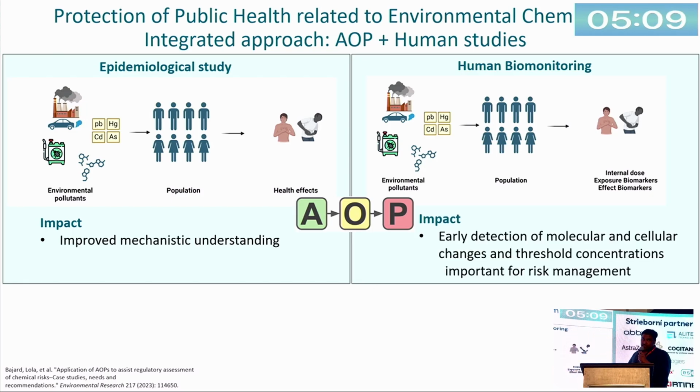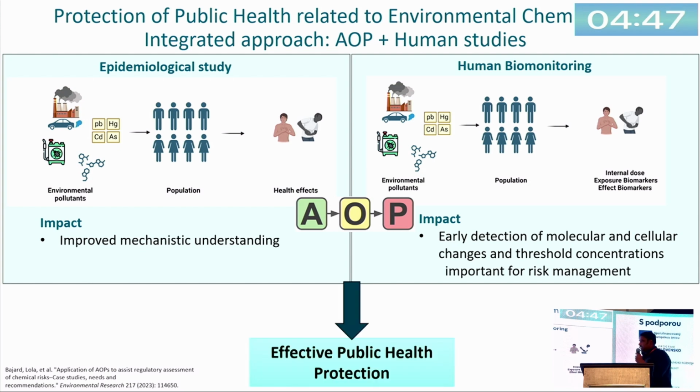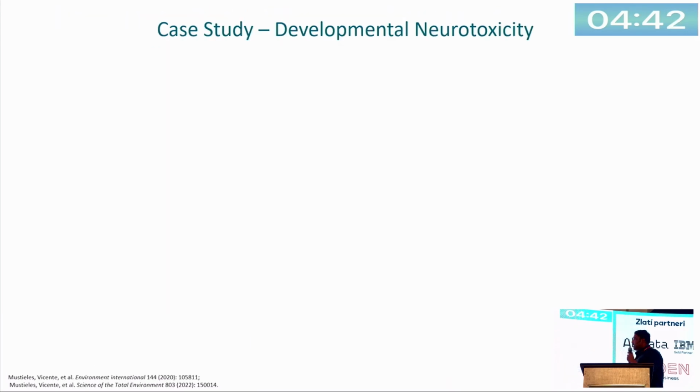And when we implement this biomarker identified in the epidemiological study in a human biomonitoring study, then we can detect the early changes at the molecular or cellular level, and also the threshold concentrations that are important for risk assessment and risk management. And this leads to an effective improvement in public health protection. So first, in this case study, I will talk about the developmental neurotoxicity associated with BPA, bisphenol A exposure.